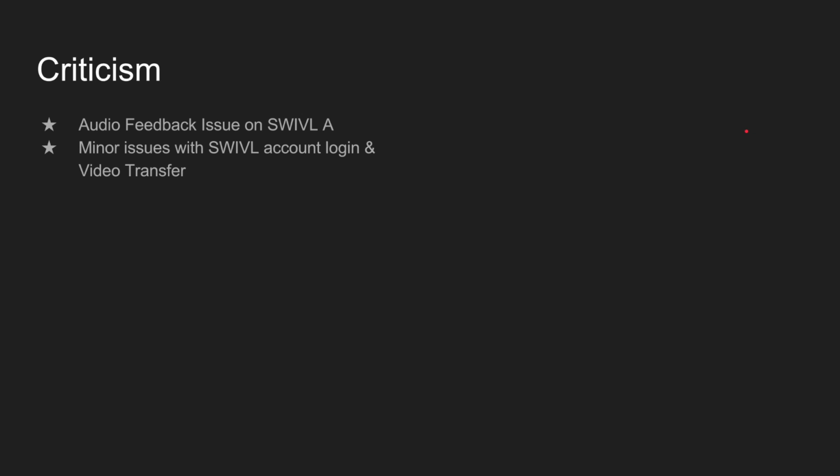Reflecting on the lesson, I came up with a few things. There were some technical problems, first of all. There was some audio feedback on one of the SWIVL devices, and there were some minor issues and difficulty accessing the videos from the SWIVL accounts and transferring them to a usable video format. It would have been wise, in retrospect, to test both machines. I tested one of the machines to make sure I knew how the technology worked thoroughly, but I didn't test the other one to make sure that they both function the same. I'm going to continue to experiment with this technology and learn as we go.